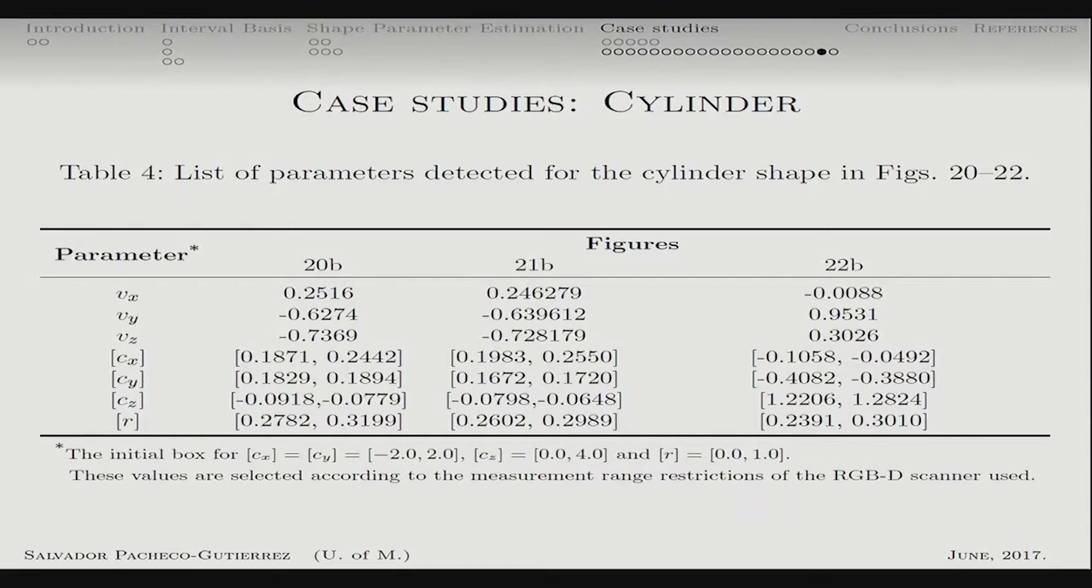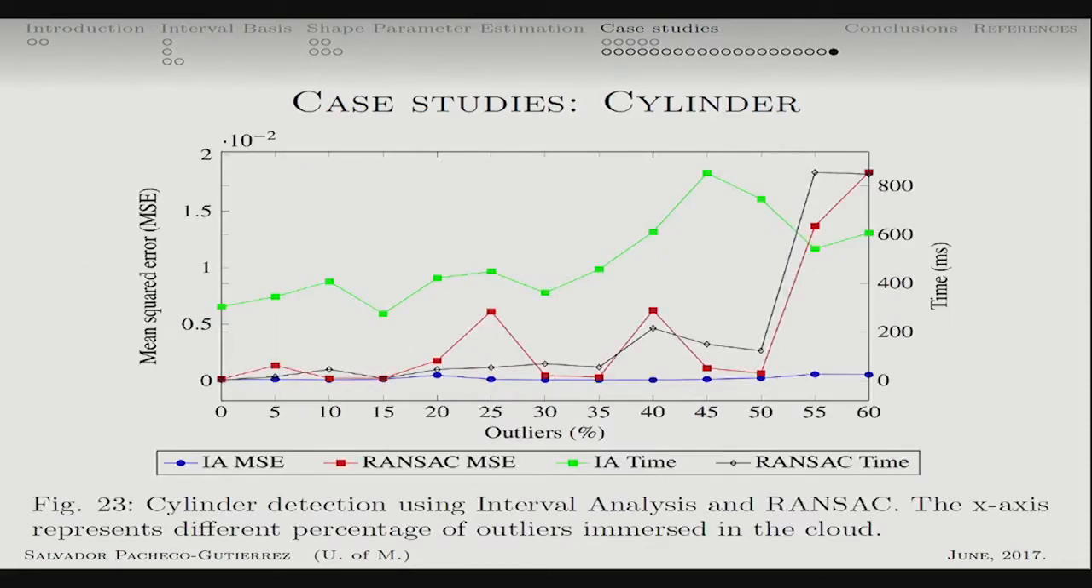Okay, so these are the parameters that we found. And in this particular case, the cylinder, as you can see, the interval analysis showed us very good results in comparison even with RANSAC. So when the amount of outliers goes really high, the error using the common typical approach of RANSAC goes quite high, while the interval analysis remains pretty much the same.